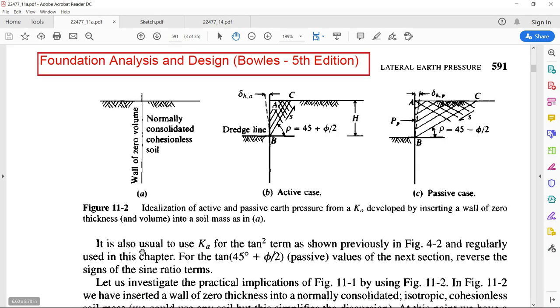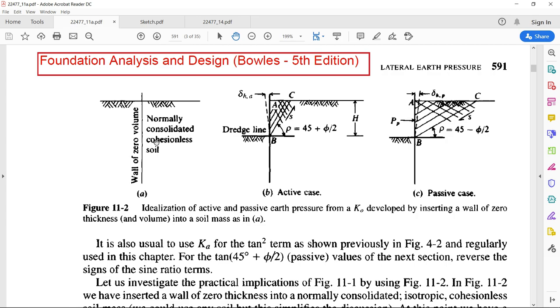So for that I can explain from this. Here from the figure it is very clear that this condition, condition A, is the coefficient at rest, where the pressure is acting from both sides and a wall of zero volume is inserted. That means the pressure from this side will be balancing the pressure from this side. In this case, the coefficient at rest, or K naught, will be used, and K naught is 1 minus sine phi.